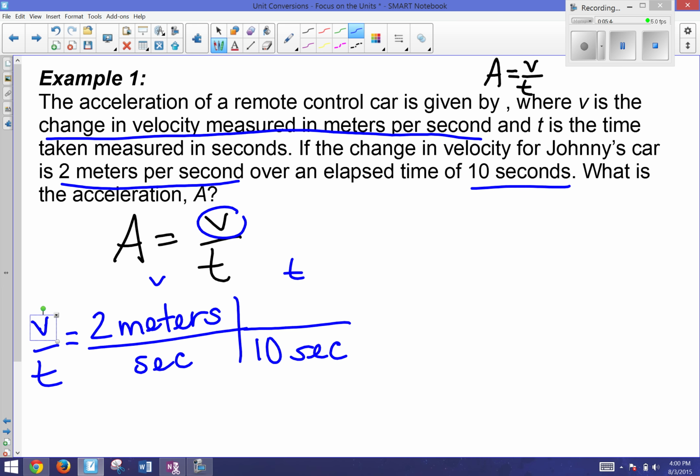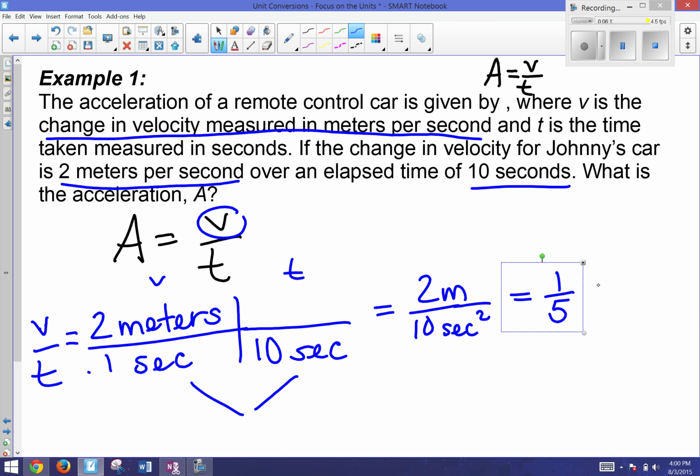So we got 2 meters on top, and 1 times 10 would be 10. And seconds times seconds, anytime we take something times a unit times itself, we go to the next dimension, or seconds squared. Seconds times seconds is seconds squared. We can also simplify that. 2 over 10, you wouldn't leave it that way. We would reduce that fraction to 1/5. And the unit is meters per second squared.